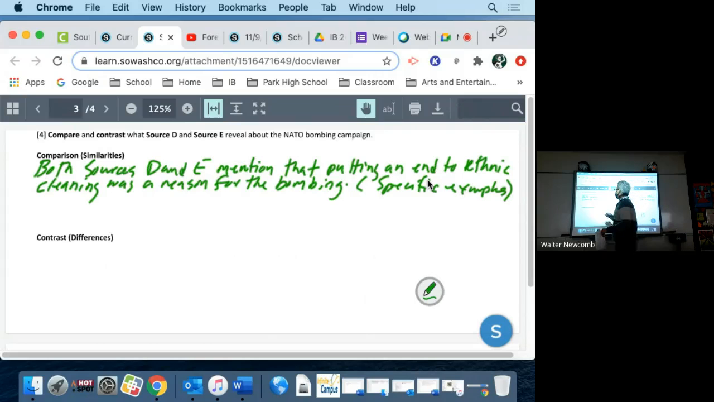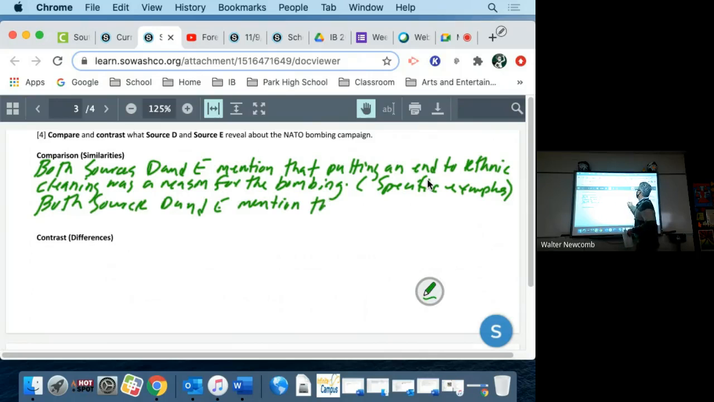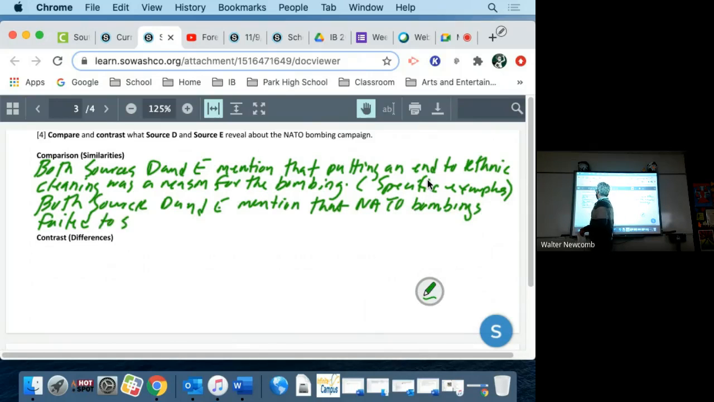So both sources, both source D and E, mention that NATO bombings failed to stop ethnic cleansing.